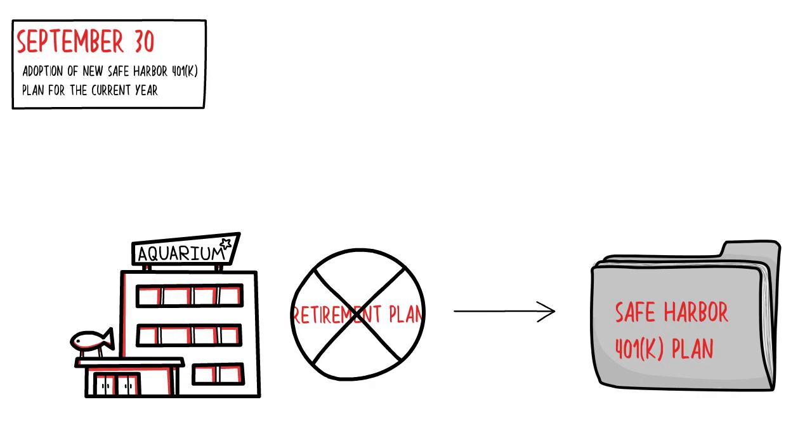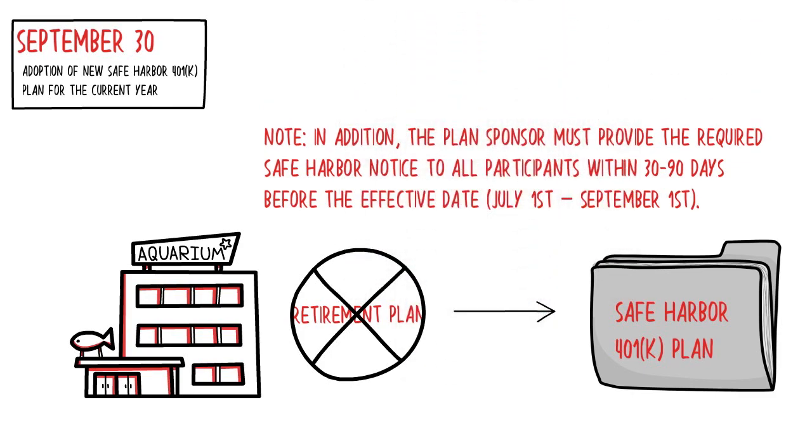Deferrals must be withheld from the first payroll in October. In addition, the plan sponsor must provide the required Safe Harbor notice to all participants within 30 to 90 days before the effective date.